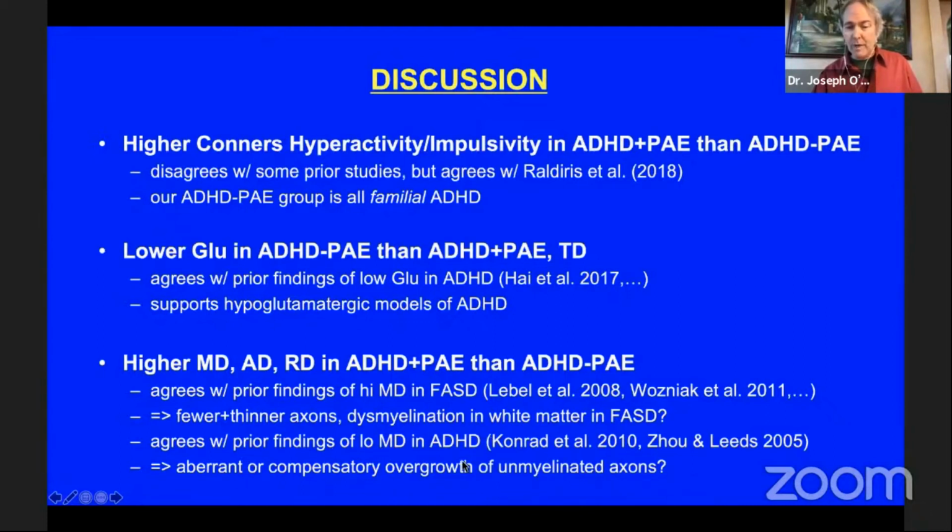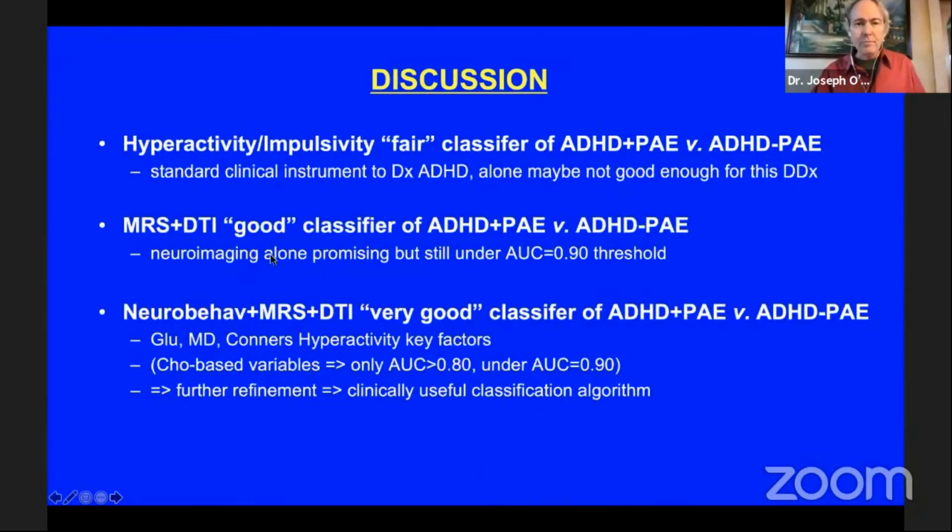And I'm not sure how to explain that exactly. Perhaps you have some aberrant or compensatory overgrowths, for example, of unmyelinated axons. They're thick, but they're unmyelinated. Something like that might produce that kind of finding. Hyperactivity and impulsivity was a fair classifier of the two ADHD etiologies.